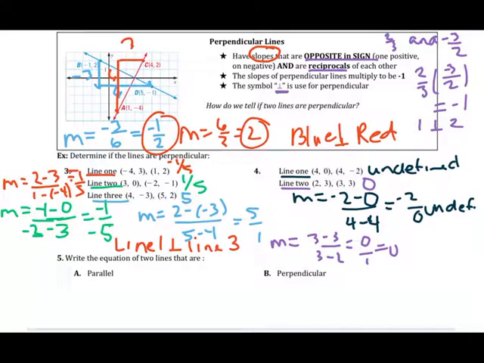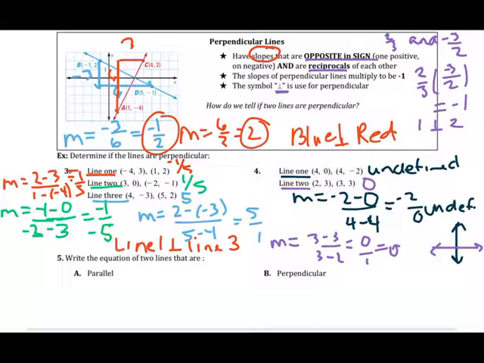So for number 4, the first line has an undefined slope. We get 0 in the denominator, and that is not allowed. The second line has a slope of 0. So think about what that means. The first line, the black line, is a vertical line if it has an undefined slope. The purple line is a horizontal line if it has a slope of 0. We can't really check for opposite reciprocals here because we're talking negative and undefined.